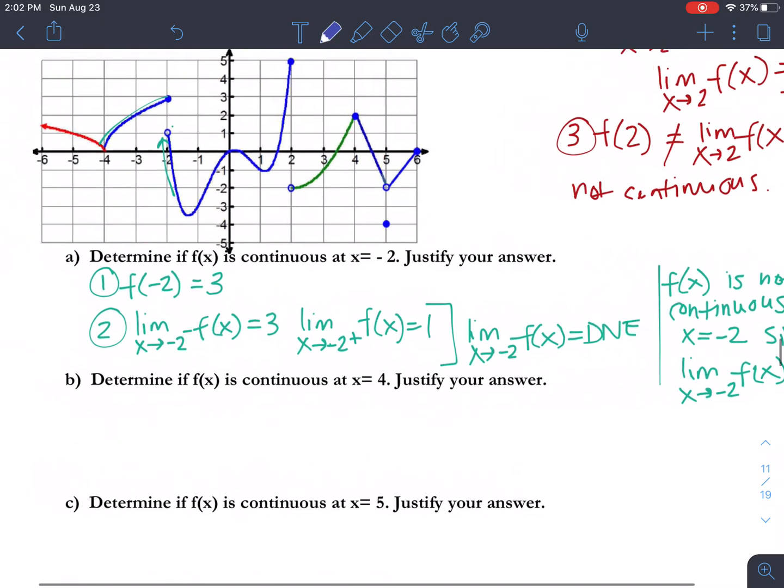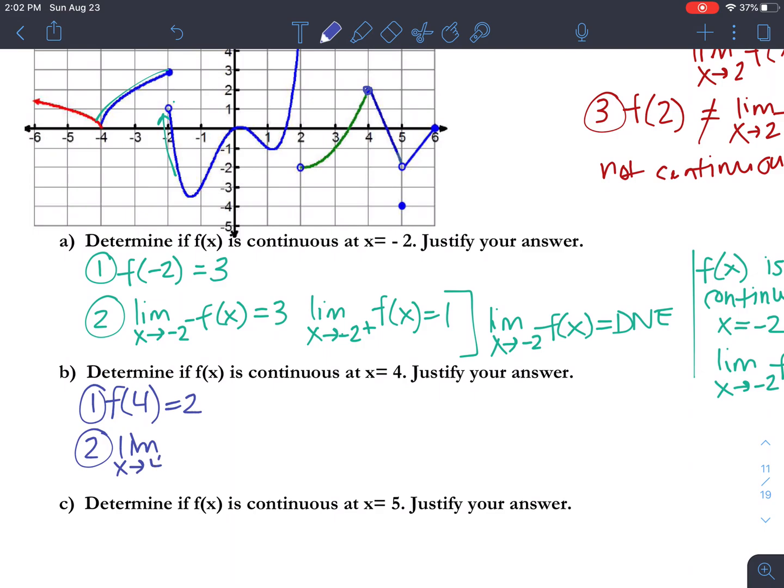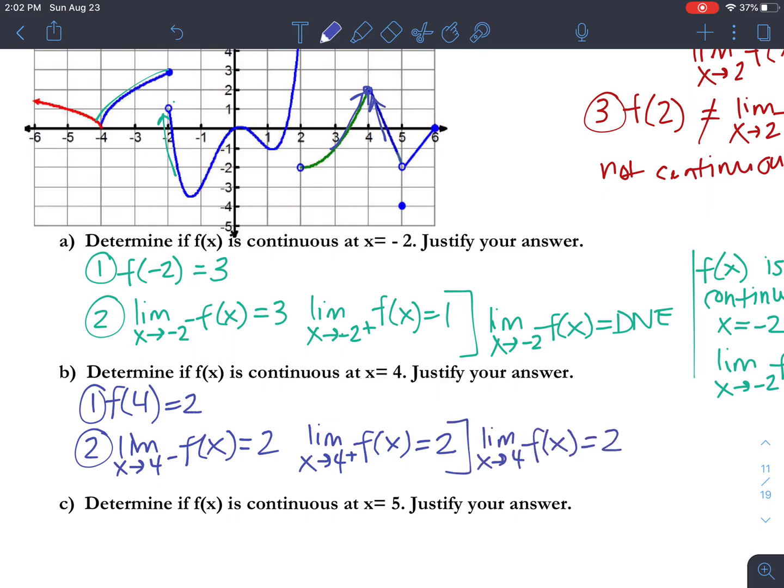We have to justify still. So step 1, what is f of 4? F of 4 is 2. Step 2, what's our limit? So I approach 4 from the left, I'm going towards 2. As I approach 4 from the right, I'm approaching 2. Therefore, the limit as x approaches 4 in general is 2.